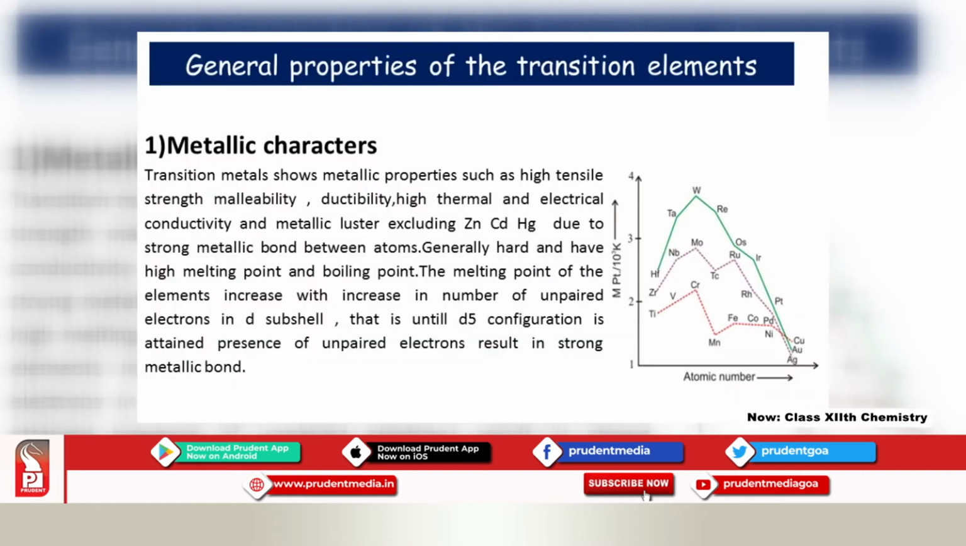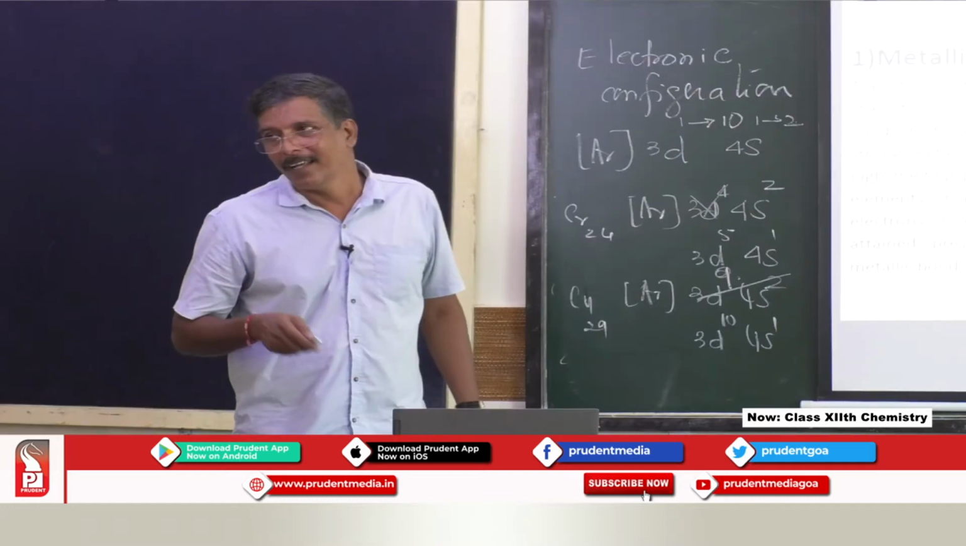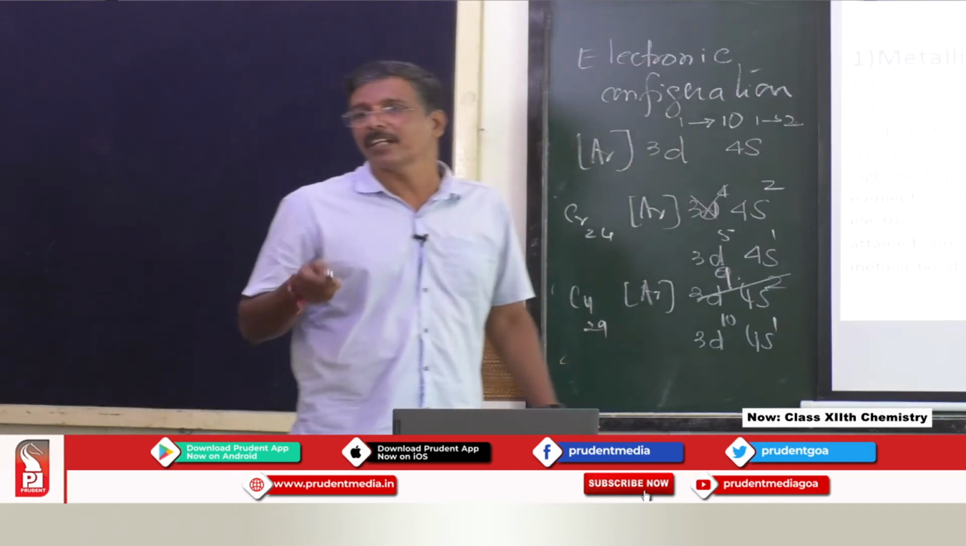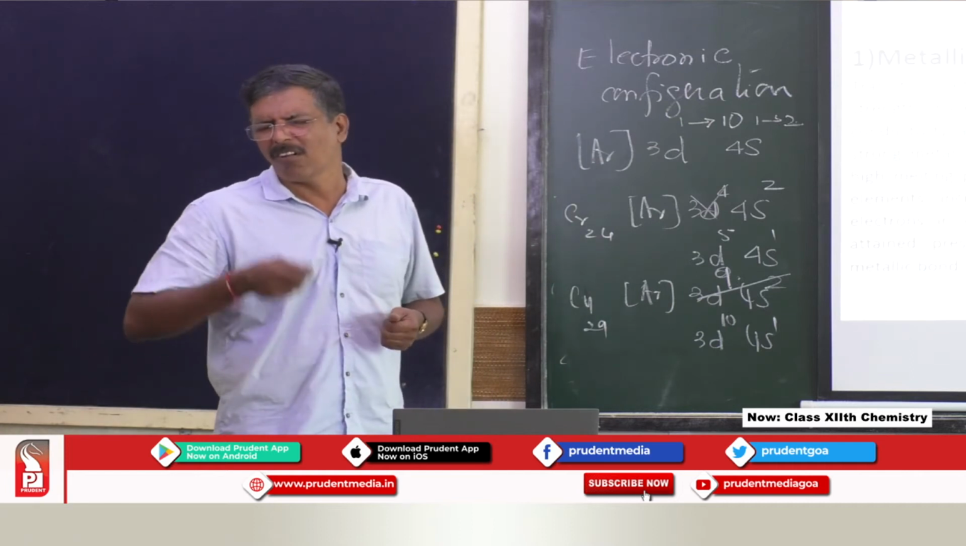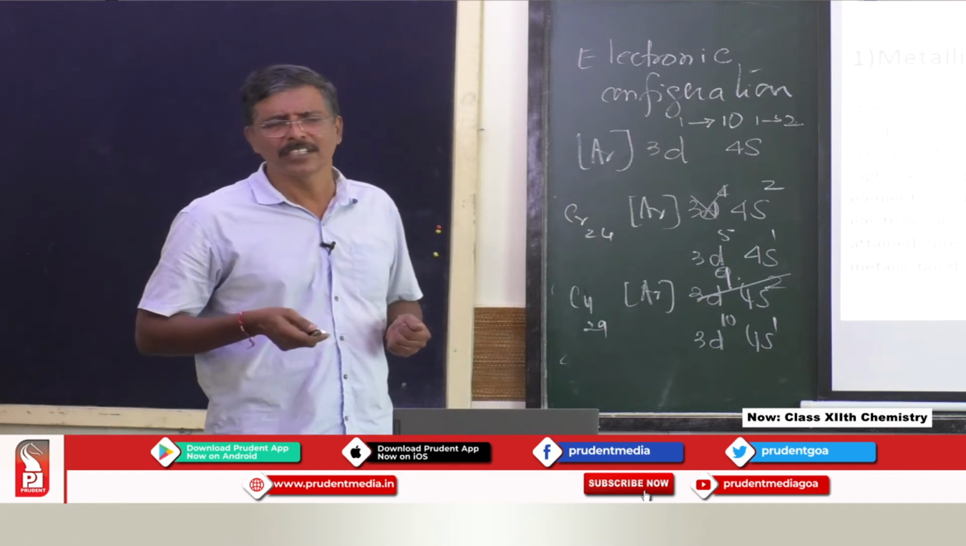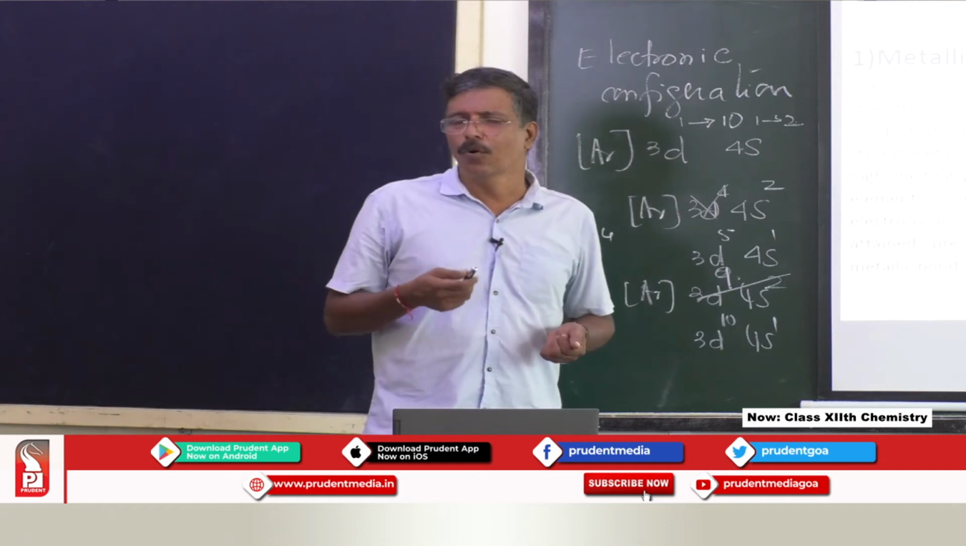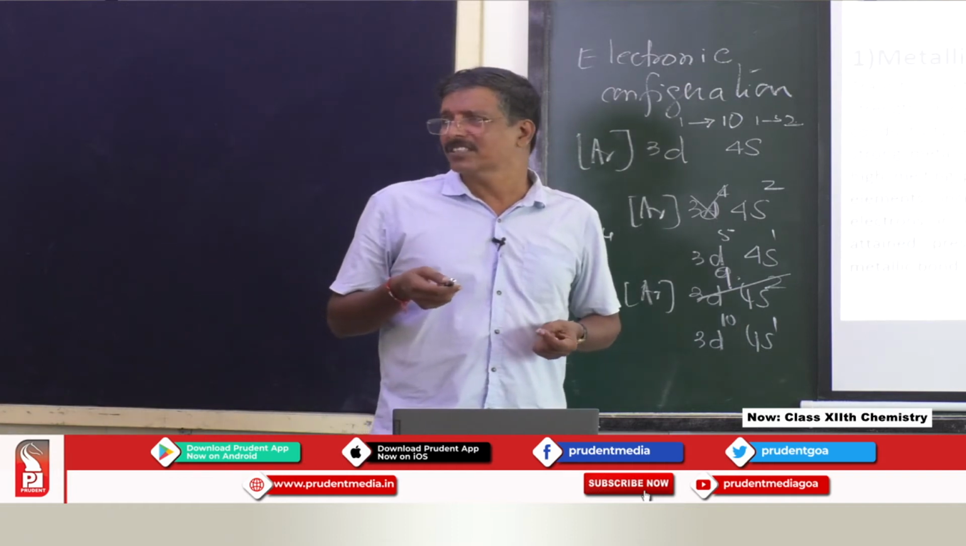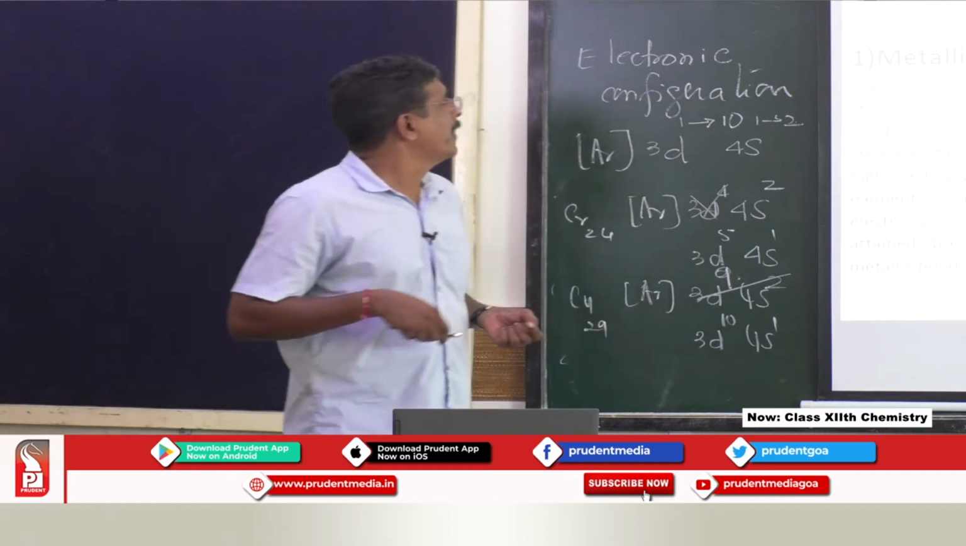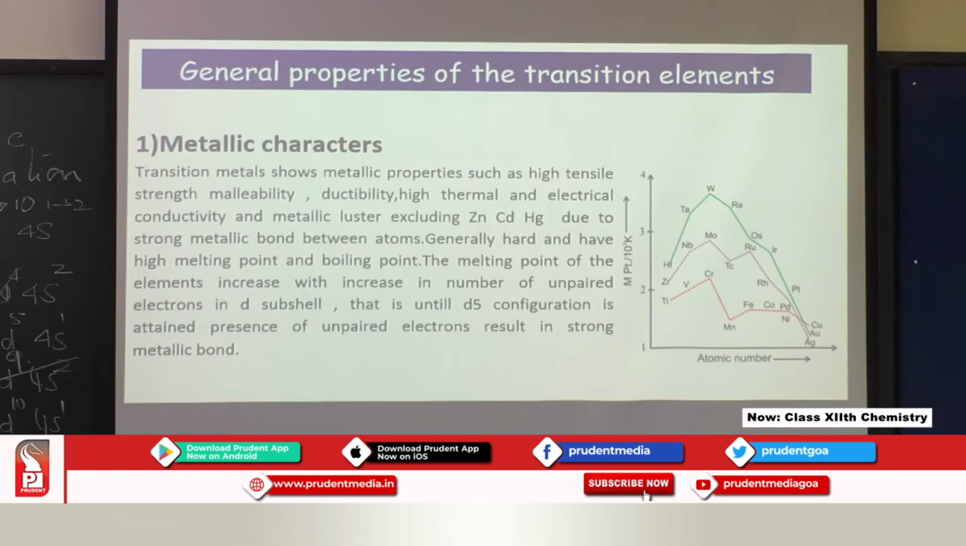metallic character. See, transition elements have a lot of physico-chemical characters. Because of that, they have a lot of industrial applications. Let us see that first. Usually, transition elements are considered as metals. All the metals come under transition metals, right from the precious metals, gold, silver, all these things. And let us see now metallic character. It comes under general properties.